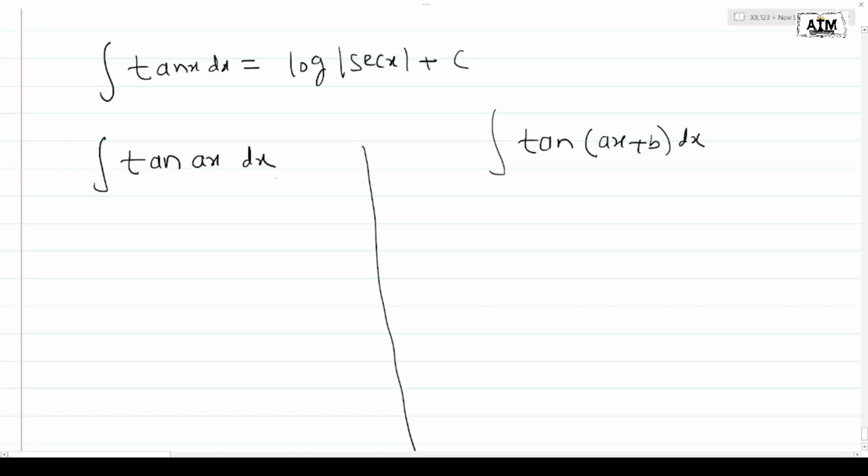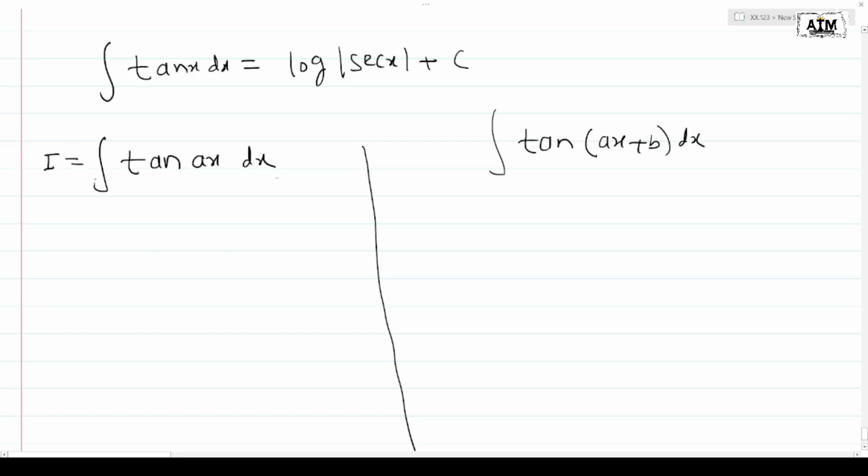Whenever integration of tan x is given to us, there can be two situations. First, integration of tan ax with respect to x, and the second one, tan of ax plus b with respect to x. In both situations, the procedure remains the same. First of all, let us learn how to do integration of tan ax with respect to x.